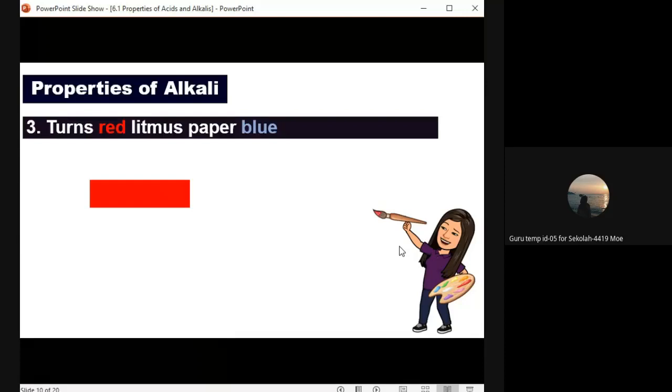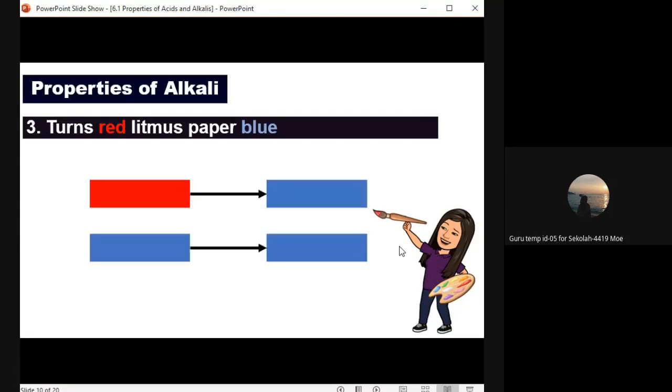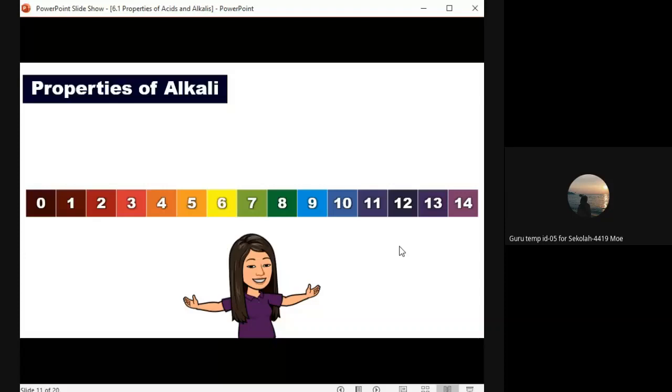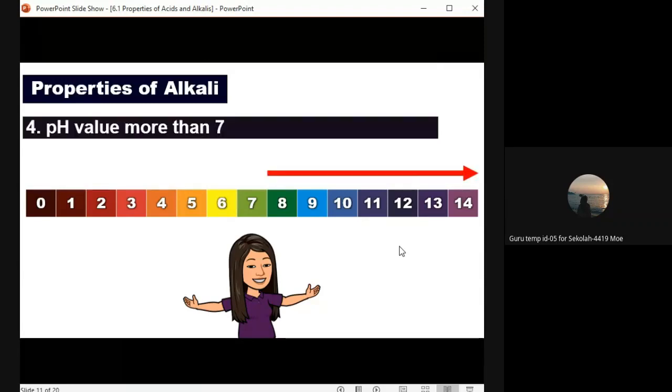Okay, so for alkali, it is the other way around. If you compare to acid, it will turn red litmus paper to blue. And then for alkali, pH value is the other way as well. It is more than 7. So 7 is not included. So it can be either 8, 9, 10, 11, 12, 13, and 14.